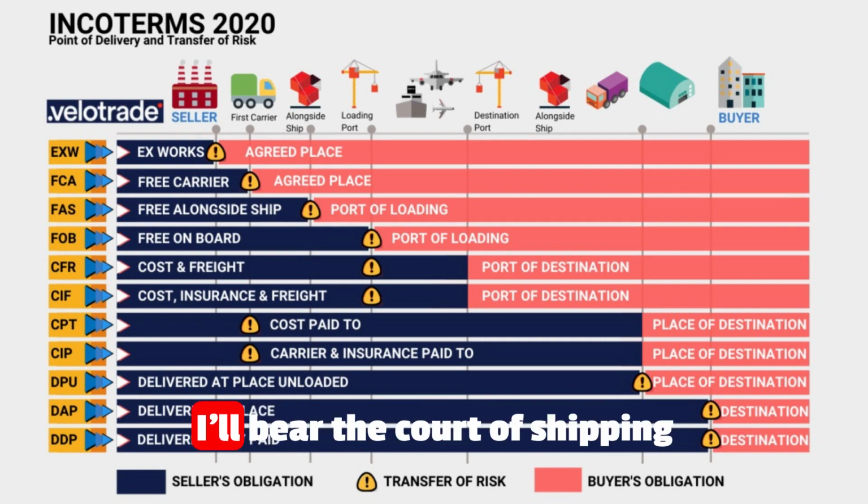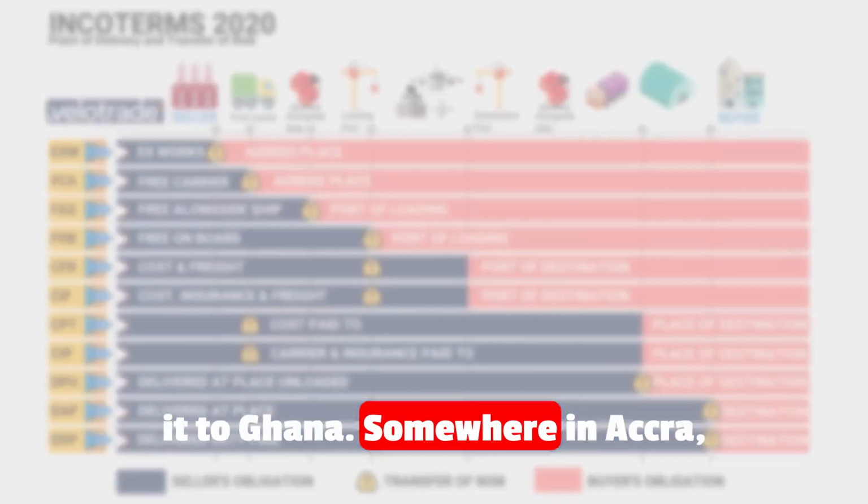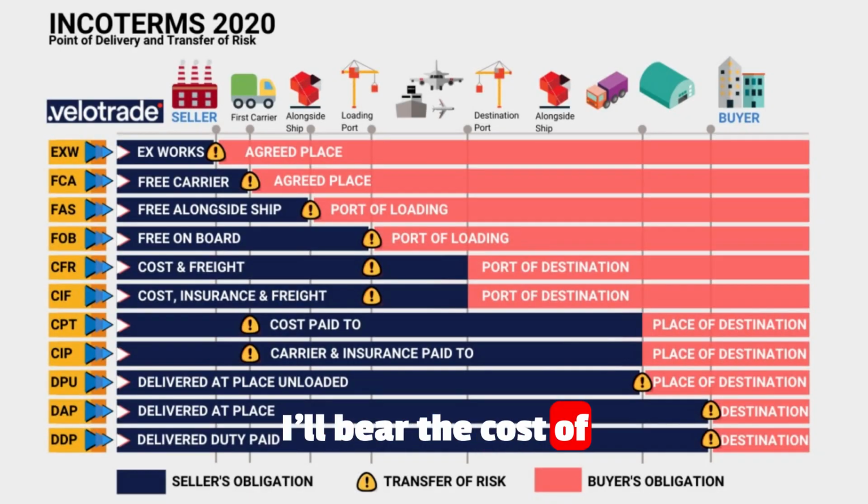But in DDP, I'll bear the cost of shipping it to Ghana, somewhere in Accra. I'll bear the cost of clearing the goods in Ghana, and I'll bear the risk of delivering to Ghana. From this arrangement, you will notice something.